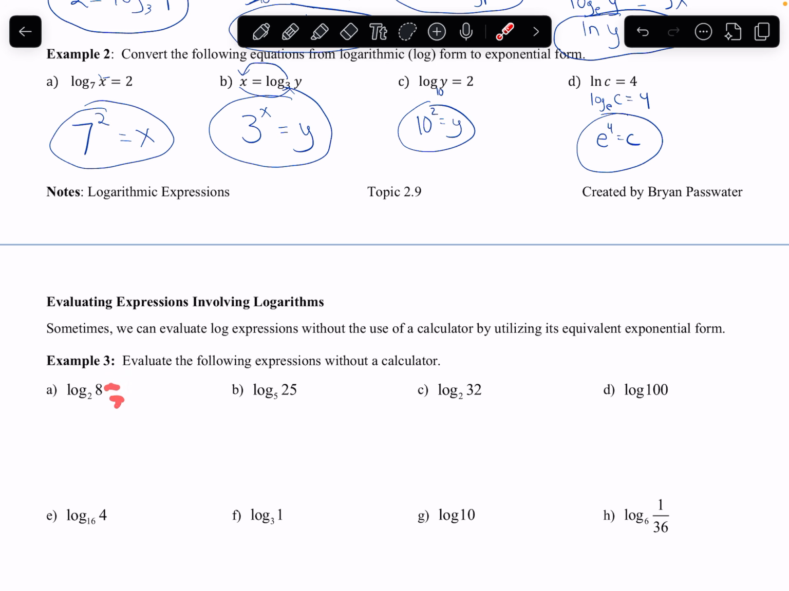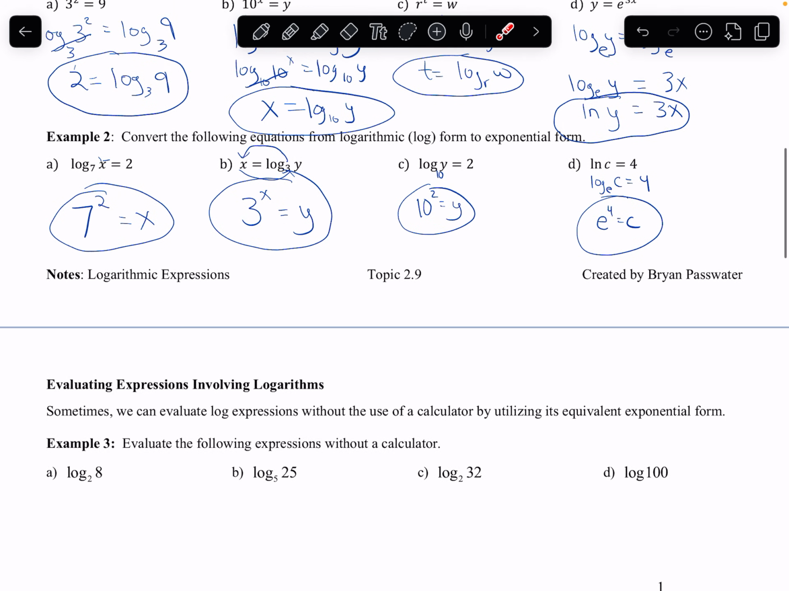If all these up here, like this one said equal to 4, I knew the power. It was 4. It told me. Here it doesn't tell me. So I'm going to call it x. I'm going to say 2 to the x equals 8. 2 to what power gives me 8? I don't know, so I'm going to say x. 2 to a power I don't know gives me 8. 2 to the x equals 8.